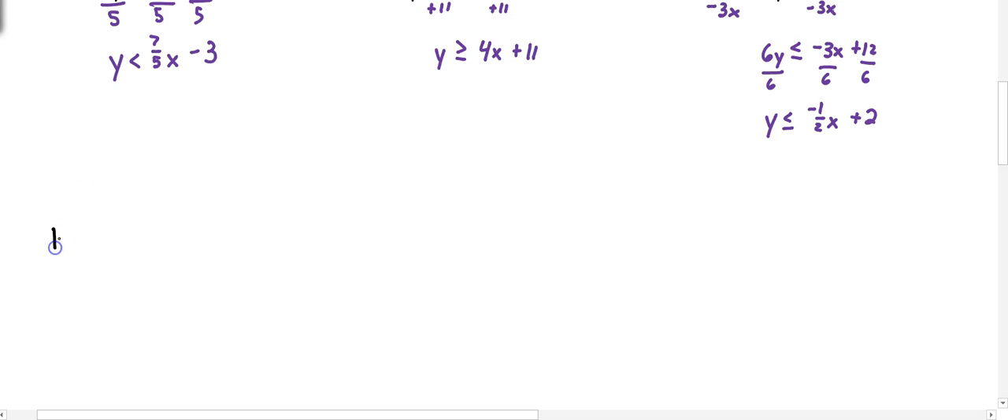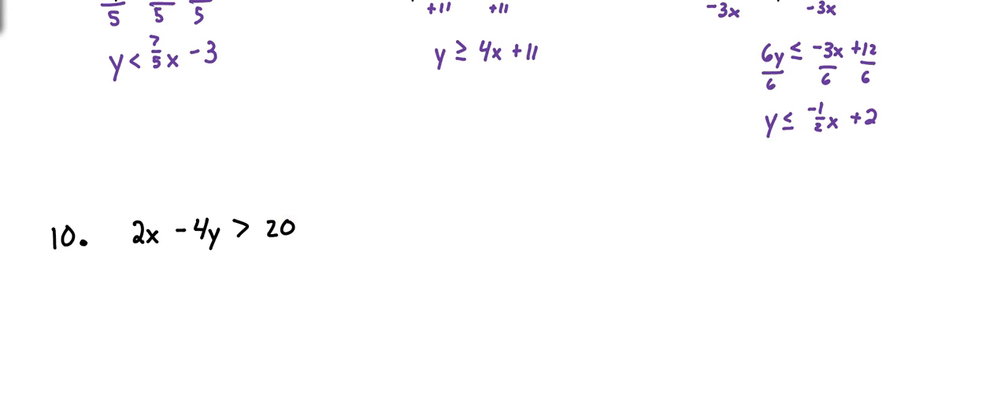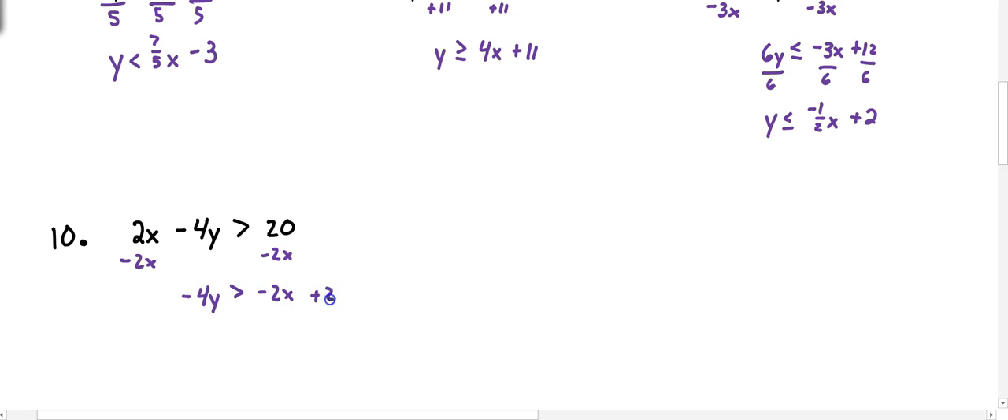We're going to add one more example to these notes. So we're going to have problem 10, we're going to say 2x minus 4y is greater than 20. In order to solve for y, the first thing we're going to do again is subtract 2x from both sides. Remember that 20 and negative 2x don't combine, so we get negative 4y is greater than negative 2x plus 20.